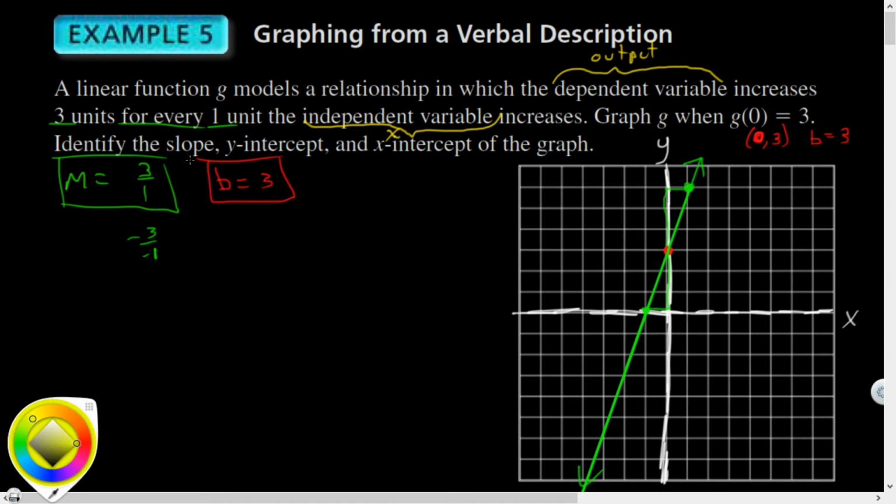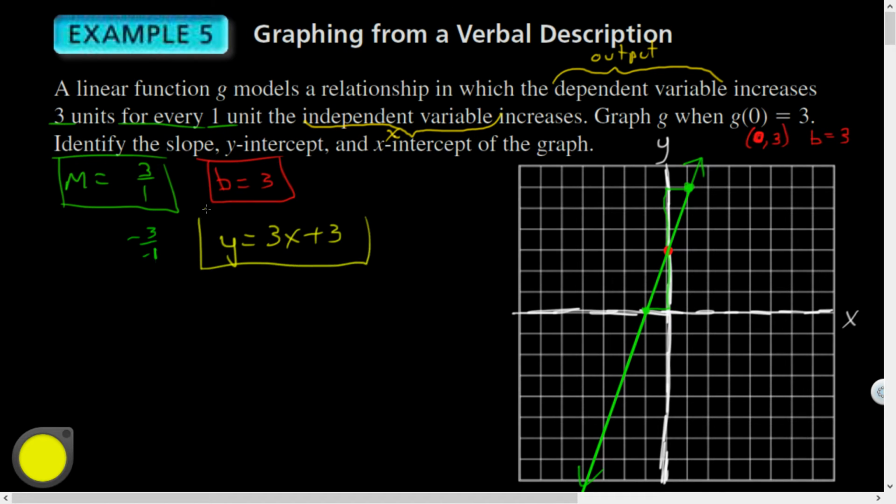With this information, even though they didn't ask for it, we could have said y equals 3x plus 3 was the equation. And what is the x-intercept here by the looks of it? Where does it cross the x-axis? Positive x's are over here, negative ones are over there. Negative 1, so the x-intercept is negative 1. That was just reading the problem and figuring it out.